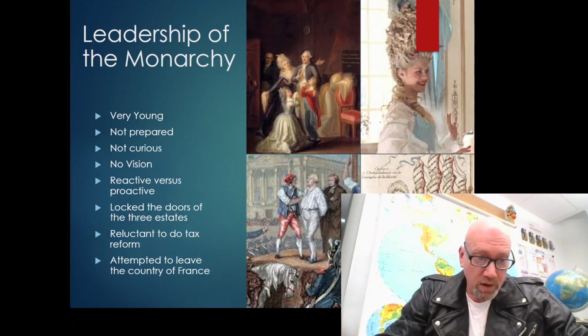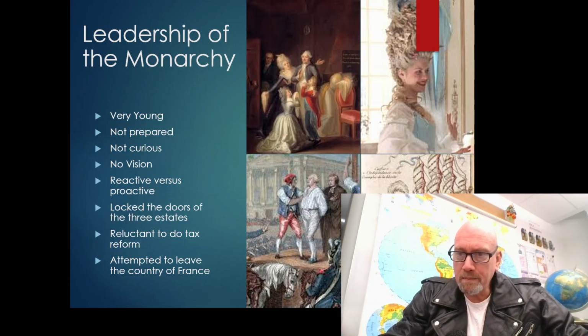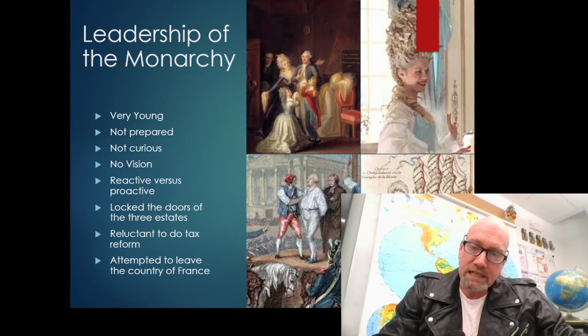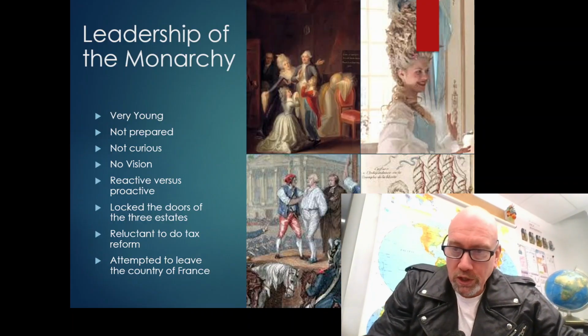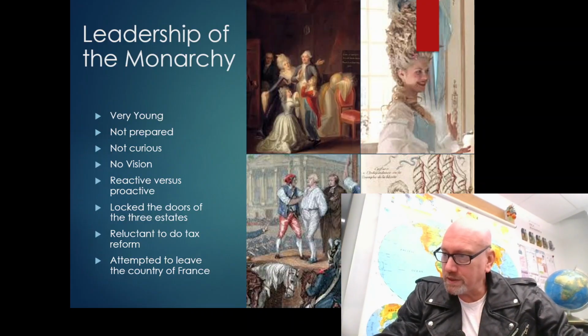They were reactive versus proactive. The king made a decision to lock the doors of the three estates. That was probably a critical mistake that made people really upset. And he was reluctant to do the tax reform that was needed. And at one point, maybe it was too late at this point, but he attempted to leave the country of France. Perhaps the revolution had already started and was already well on its way. But that event of attempting to leave the country of France definitely made people turn against the king, where they wanted not just to reduce his power, but now they wanted to put him on trial for treason and have him executed.